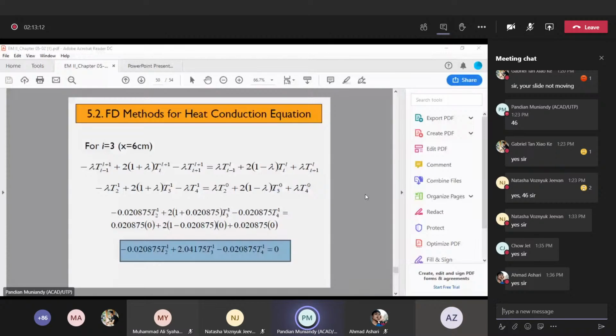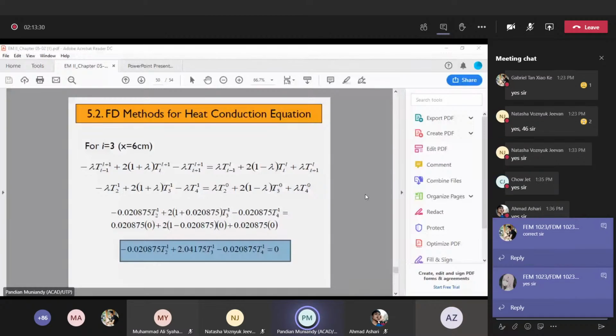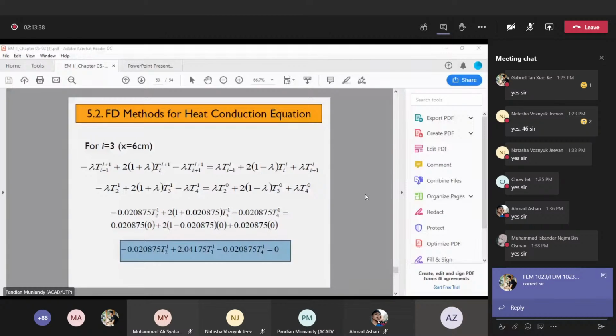Third equation. Yeah, anyone? Gabriel? Could you please verify, Gabriel? Third equation. Mohammed Iskandar. Yes, sir. Okay. Anyone else? Correct, sir. Okay. Good.